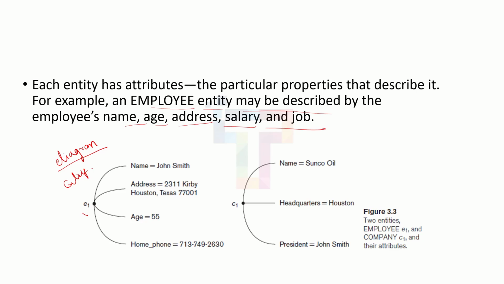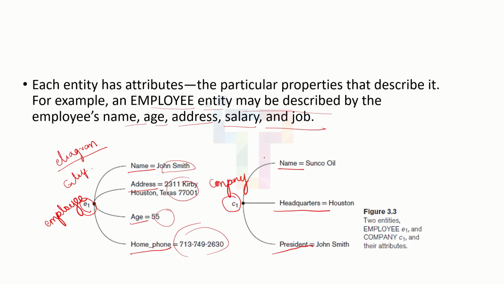Here they have taken employee. Each employee has the attributes name, address, age, phone number. These are the attributes of the employee entity. And see here, they have taken a company. Company has its own attributes: company name, headquarters, where it resides, and who is the president of that company. These are the attributes of this company. Then what is this John Smith, 2311? These are the values of an attribute.